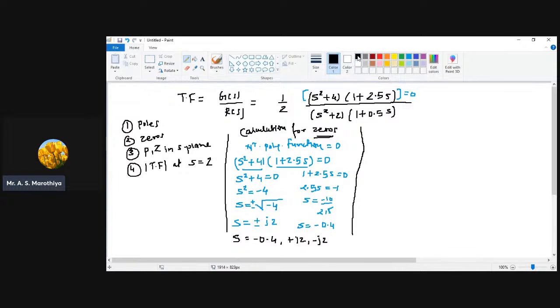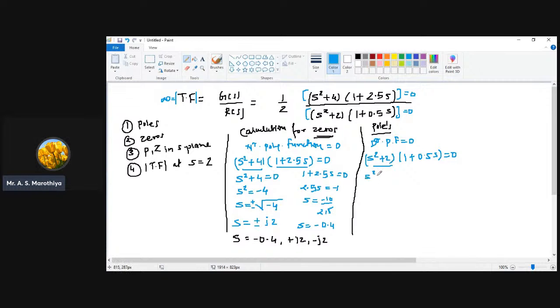Calculations for poles. To calculate the poles, we need to equate the denominator polynomial function to 0. That's it. Poles are those complex frequencies where the magnitude of the transfer function is going to be infinite, and this is possible when the denominator polynomial function is 0. So the moment we find the value of s for which the denominator function is 0, if you put those values of s in the transfer function, automatically its value is going to be infinite. So here we equate the denominator polynomial function to 0. The denominator polynomial function is s square plus 2, then 1 plus 0.5s, and this is equal to 0. So equate this term to 0.